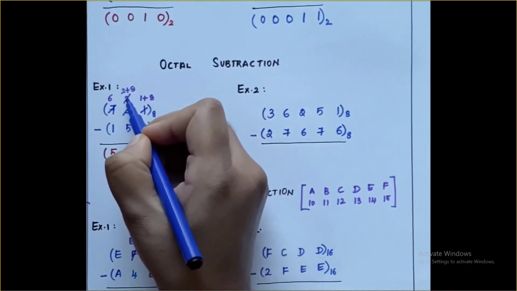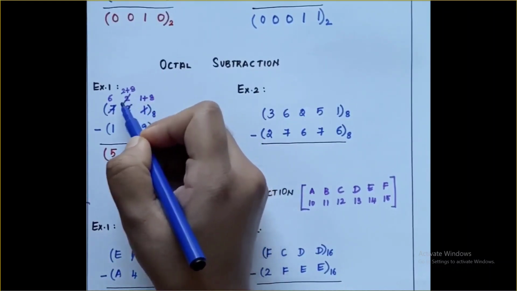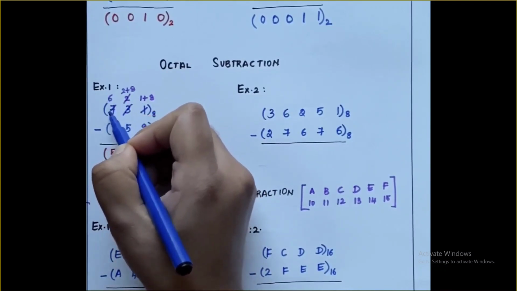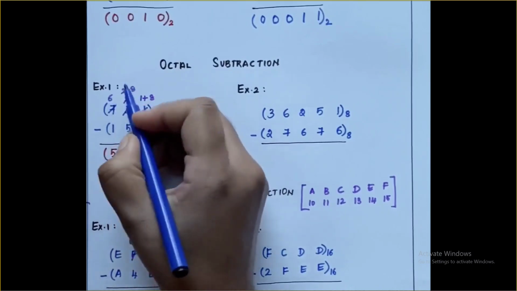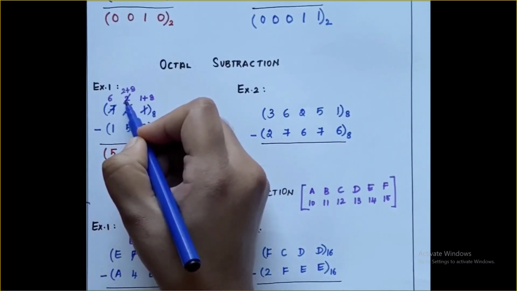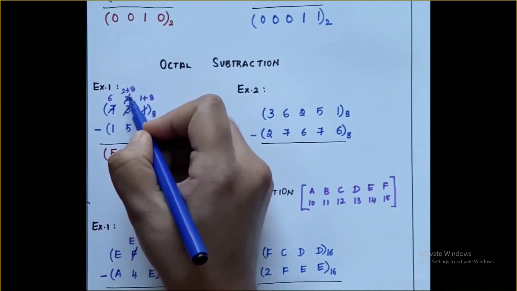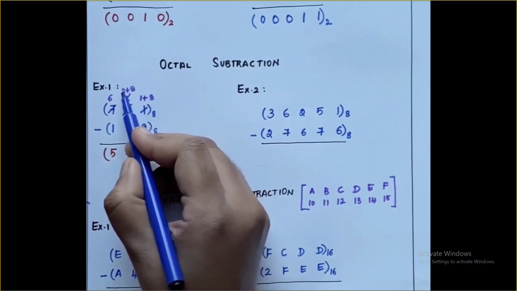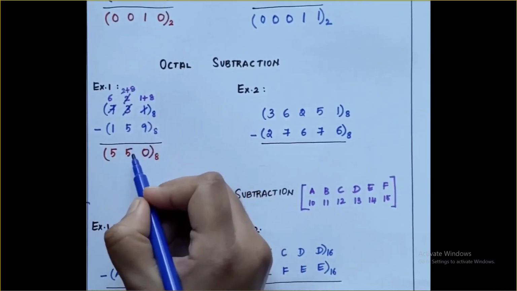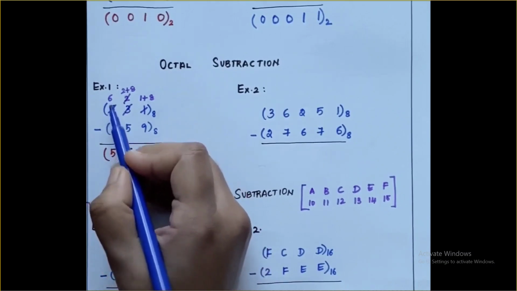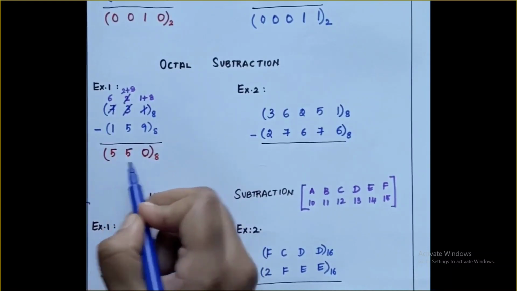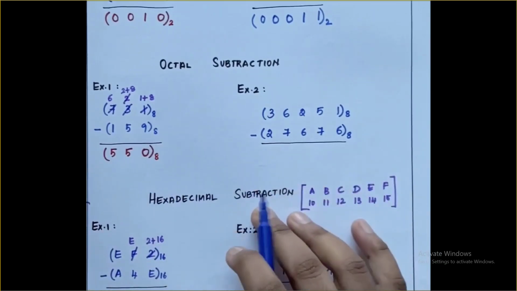Next we have the value 2 which is less than 5. So we have to borrow again. In the previous bit, 7 has to be reduced by 1 which is 6. Next, in place of 2 we add the base value which is 8. So 8 plus 2 is 10. 10 minus 5 will be 5. Next, 6 minus 1 will be 5. So 550 will be the answer. This is how we have to perform octal subtraction.